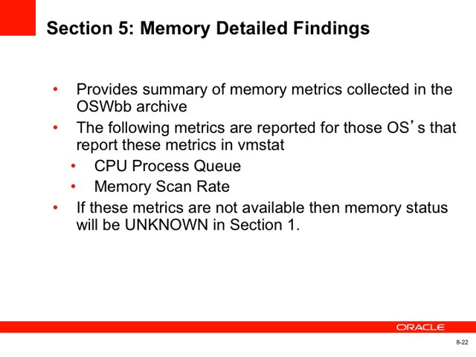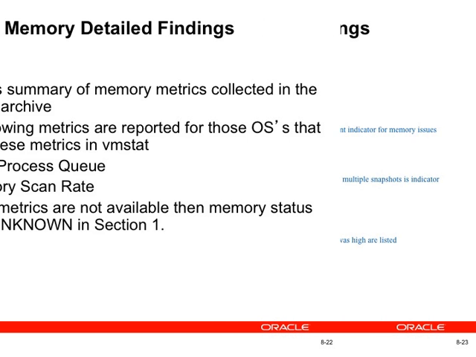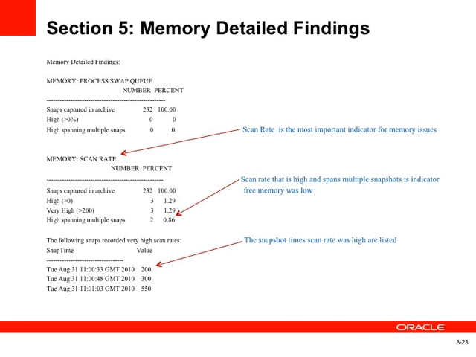The metric, free memory, is not used by the analyzer. Calculations for free memory vary by platform and can include buffered and cached memory, so it can be misleading. In this slide, we can see an example of the memory detailed findings. The top section lists any time when the CPU process queue contained a high value for the number of processes swapped to disk. In this case there were no processes being swapped to disk, and therefore no swapping was occurring.